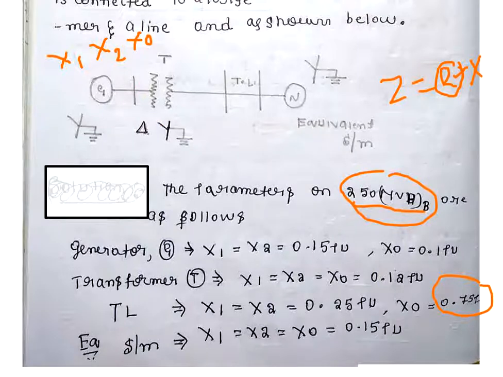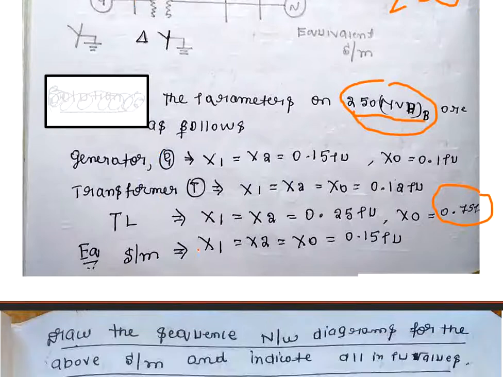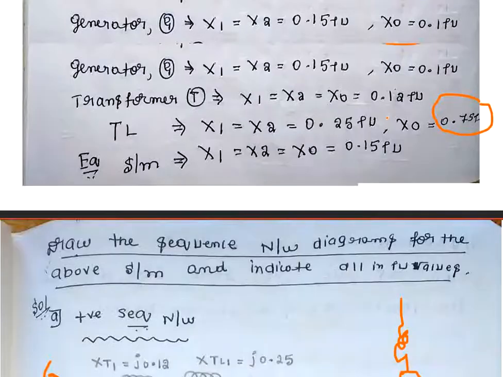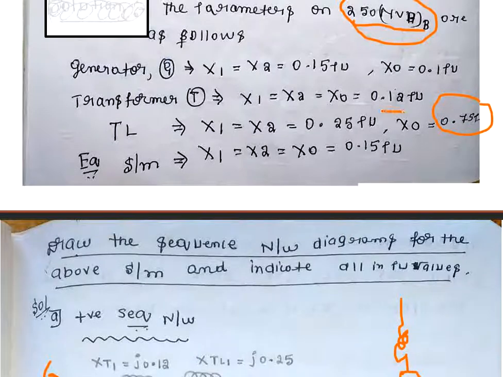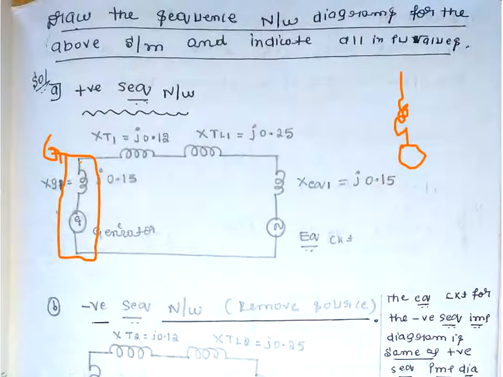Yes, the transformer. So how will we draw the transformer? For the transformer, they have given that the positive, negative and zero sequences will be the same. So in the question they have directly given 0.12. So in the positive sequence I have drawn it as 0.12. So this is of my generator and this is of my transformer. Then next, what comes?